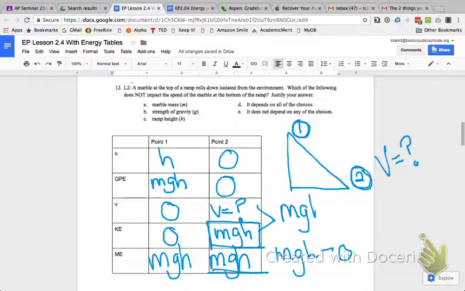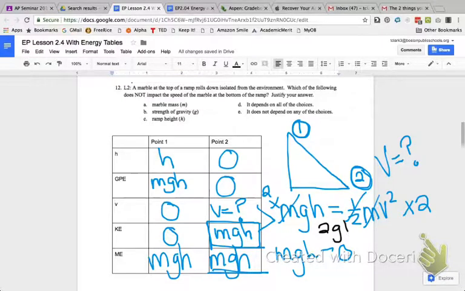So mgh is our kinetic energy. That's equal to 1/2 mv squared. We cancel out our m's. We multiply both sides by 2. That leaves us with 2gh equals v squared. We square root both sides, and so our velocity is the square root of 2gh.